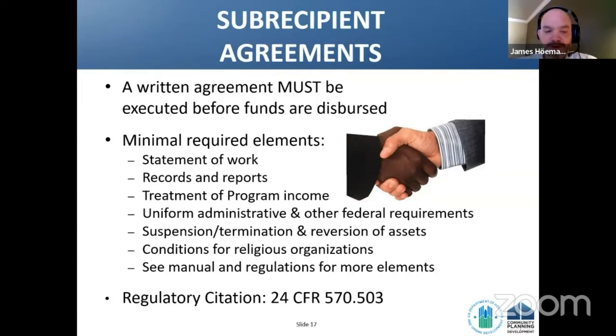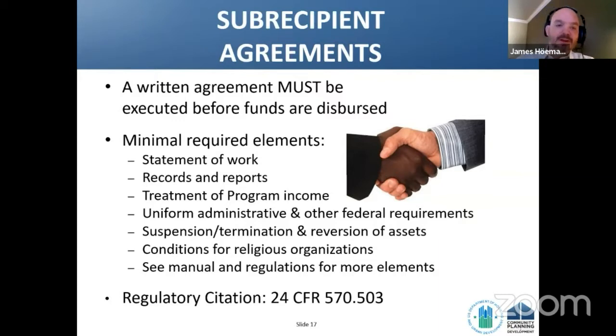Also, our regulations clearly define how program income is to be treated. And as you know, with the CDBG-CV program, any program income that is earned is going to be moved over to your annual formula CDBG program. So for CDBG-CV, that must be included in there, as well as how they're going to track their program income, how often they would move it over, and how they would report it.